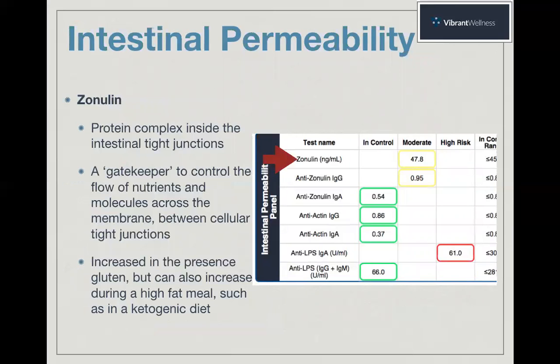The intestinal permeability panel is one of the most useful panels on the entire report. It is important first to understand that this panel is independent of gluten or wheat consumption. If an individual has intestinal permeability, it will not matter if they are gluten-free at the time of their blood draw. The first marker on the report is zonulin. Zonulin is a protein complex in the intestinal tight junctions. It acts as a gatekeeper that controls the flow of nutrients and molecules across the membrane. Zonulin is increased in the presence of gluten consumption, as well as in the presence of high-fat meals, and in the presence of bacterial endotoxins, such as lipopolysaccharide, which we'll get to in a minute.